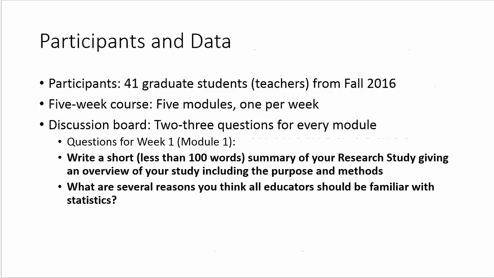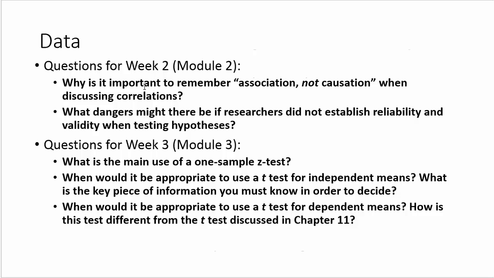And the next module 2 consisted of these questions. Why is it important to remember association, not causation, when discussing correlations? So this question was in relation with the chapter on correlation. And the next question from module 2 was, what dangers might there be if researchers did not establish reliability and validity when testing hypotheses? So this was another question based on the chapter reading.